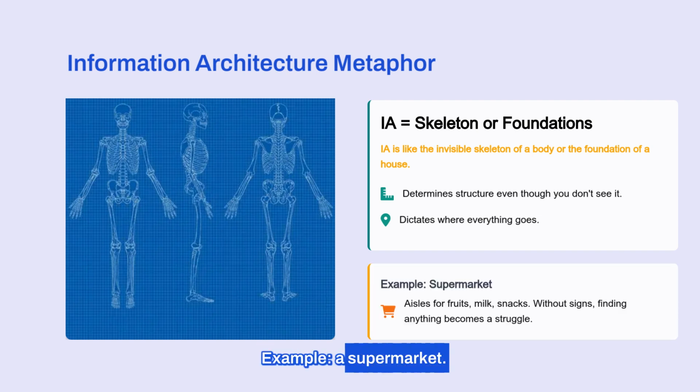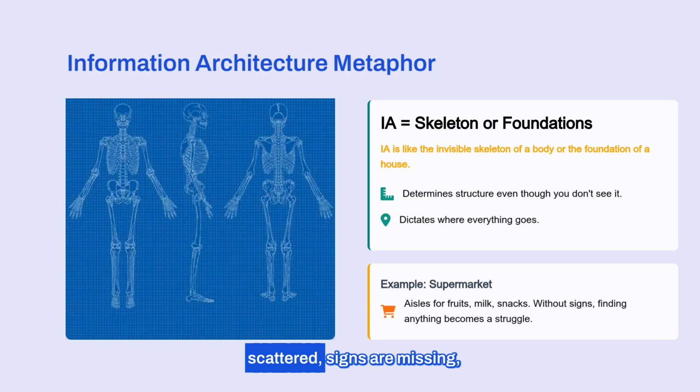Example: a supermarket. The aisles are your IA: fruit, dairy, snacks, clearly labeled. With good IA, you find what you need fast. Without it, items are scattered, signs are missing, and every task becomes a struggle. Key idea: good IA is invisible. You simply feel in control. It's the foundation that makes navigation and user flow possible.